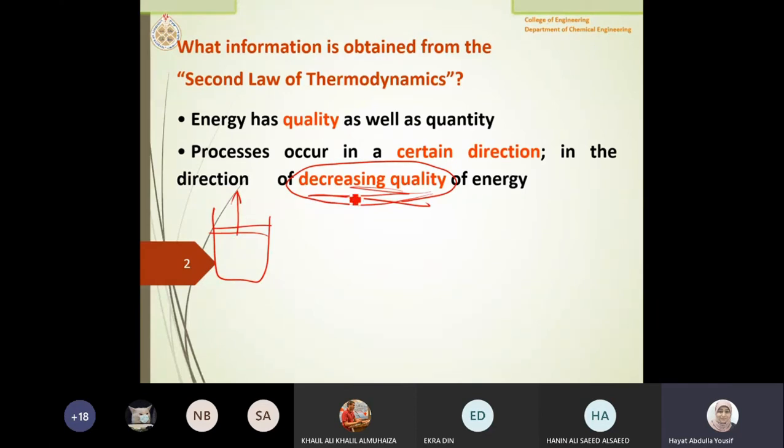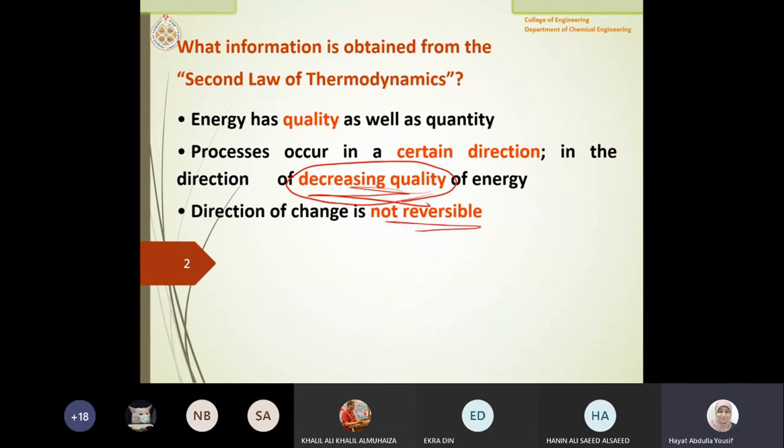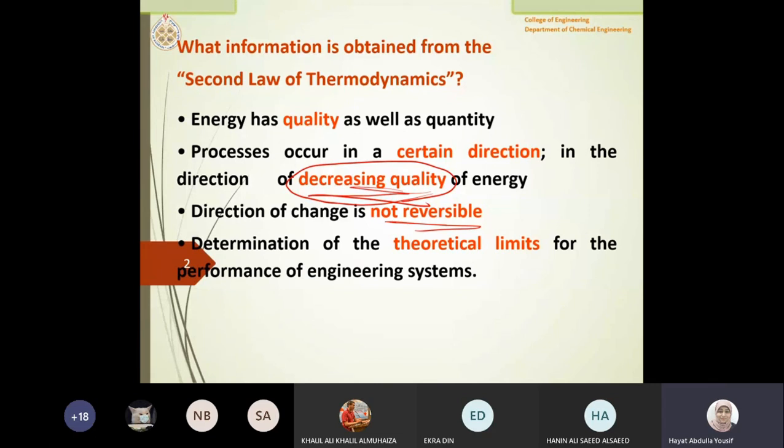But there are limitations, and here I will show you what those limitations are. Look, the direction is not reversible. For example, with heat, if the heat is transferred from higher to lower temperature, you cannot make it transfer from lower to higher. That is not reversible. If the work is done by the system, you cannot make it done on the system unless, of course, you introduce a change. But by nature, it's not reversible. So there is also a theoretical limit for the performance of any engineering system.